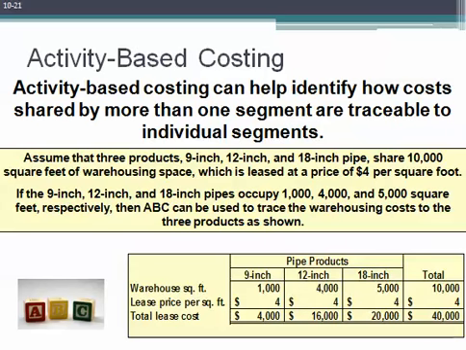We've got 9-inch pipes, 12-inch pipes, 18-inch pipes, and we have a 10,000 square foot warehouse. And we lease that warehouse at a price of $4 per square foot.